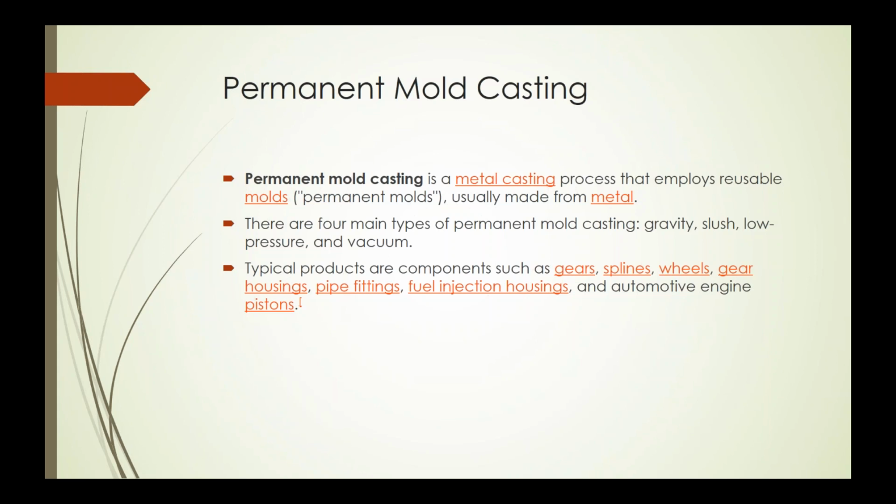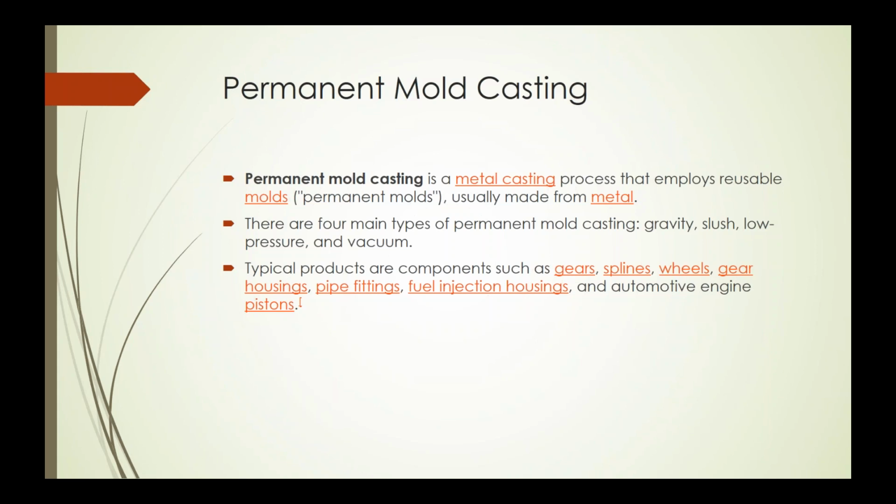Now those are one single use. In a permanent mold casting, the mold is used over and over again. And the molds are usually made of metal, and there are several different types. The types of permanent mold casting include gravity casting, in other words, you pour it in by gravity. Slush casting, the metal that's being poured in is semi-solid.